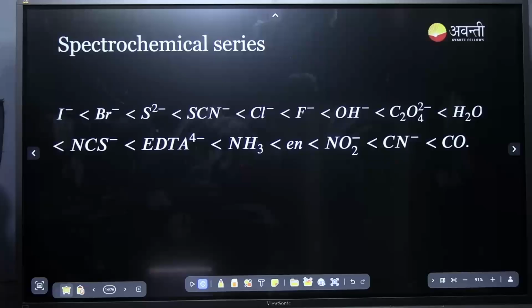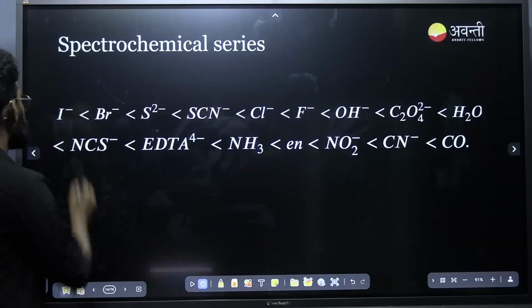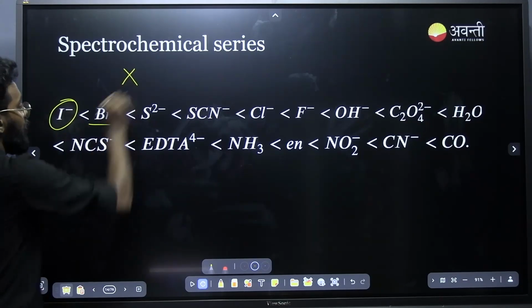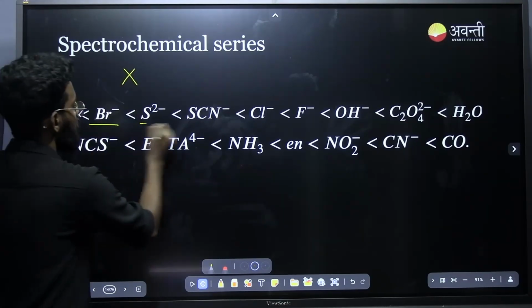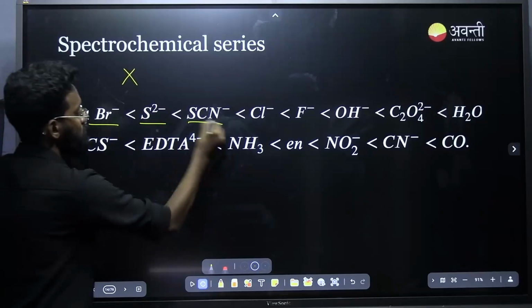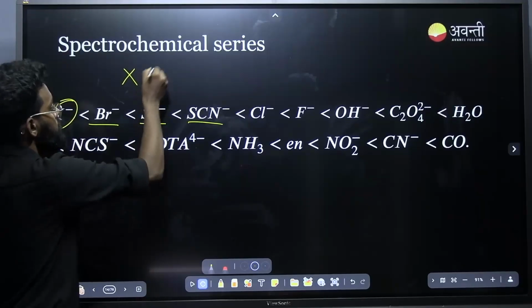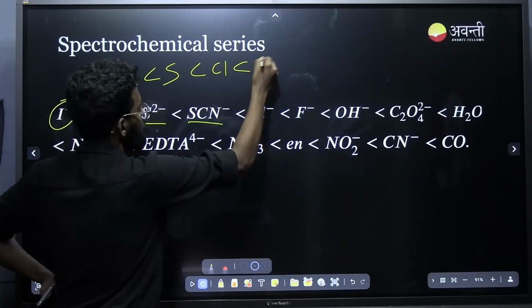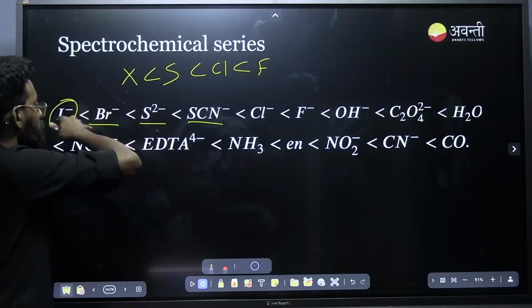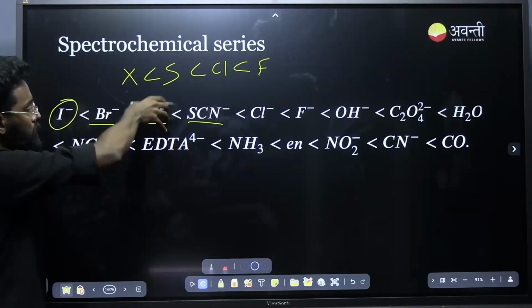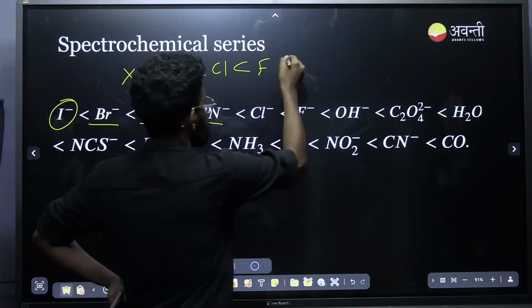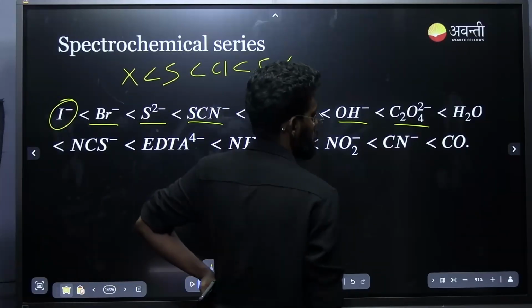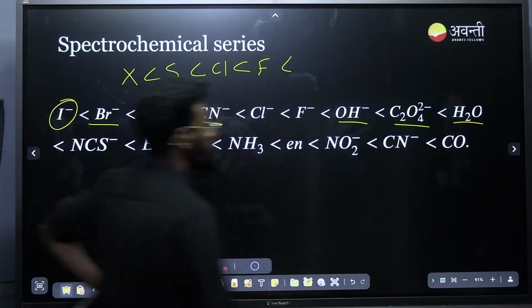Okay, this is the spectrochemical series. Just look into it. Here you can see the lowest splitting energy is for iodine. Okay, iodine, then bromine. I am writing it as halogen. Okay, then comes sulfur, then HCN also having sulfur as a donor atom. So then comes sulfur, then comes chlorine, then comes fluorine. It's not following the direct order. In between sulfur is also coming. Then comes what? Then comes oxygen donor, OH minus. Oxalate is also oxygen donor. H2O is also oxygen donor.